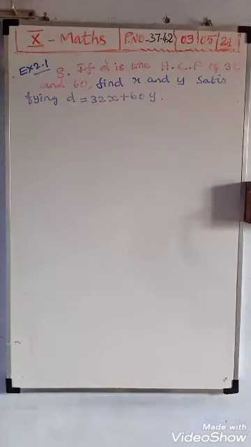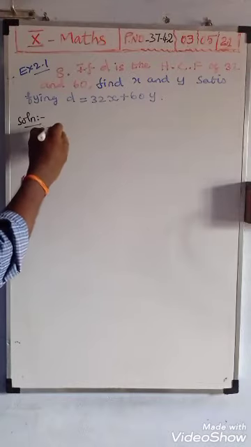That's all. See the next question, the 8th one. If D is the HCF, that means the highest common factor, of 32 and 60, then find x and y satisfying D equals 32x plus 60y. We want to find x and y, so you should substitute so that x and y satisfy this equation. You want to find the values of x and y. So, see the first solution.